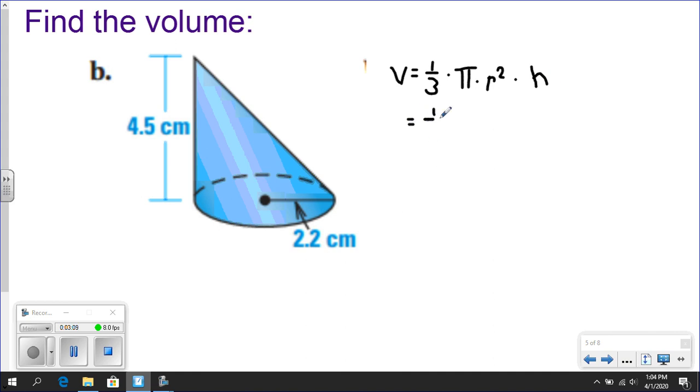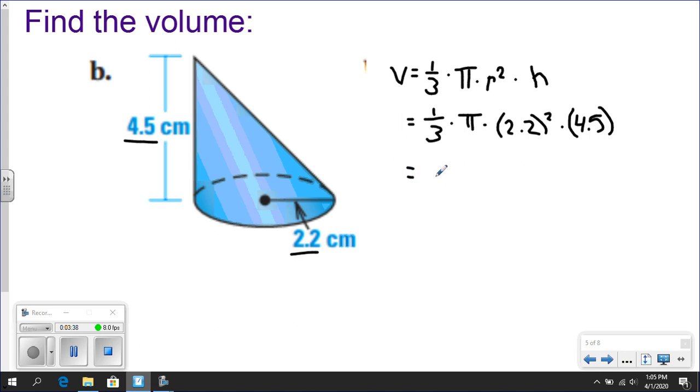So let's plug in what we know. 1/3 times pi times the radius here is 2.2. And I need to square that. And the height of my cone is 4.5. I guess I should put this in parentheses.